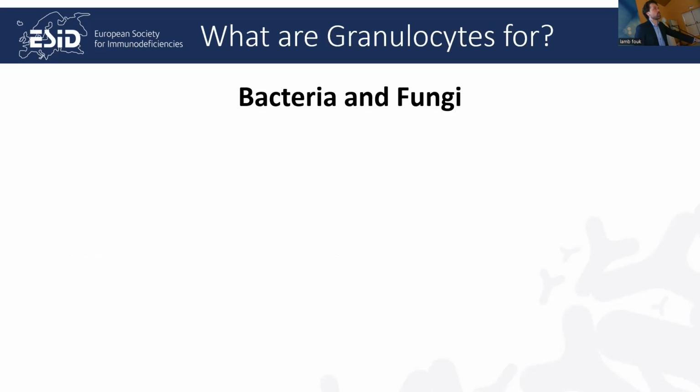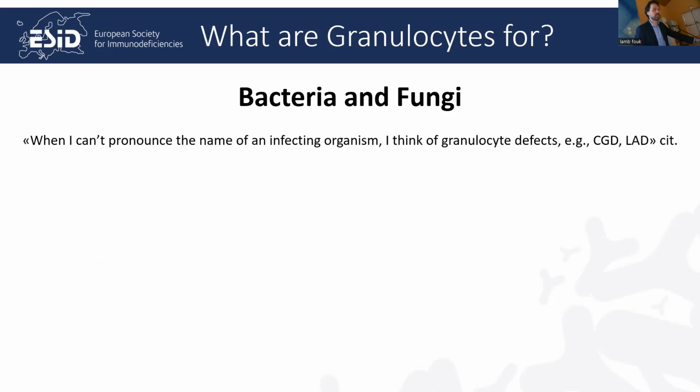So what are granulocytes for? Bacteria and fungi. But it's a little bit different. Once I heard this phrase, which I really like: when I can't pronounce the name of an infecting organism, I think of granulocyte defects, because they come with Serratia marcescens, which I did not know before thinking about granulocyte defects. So all the names that are really quite difficult.